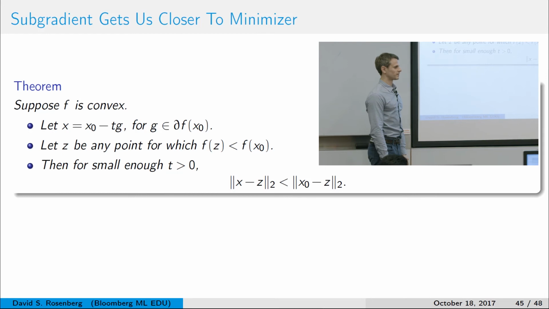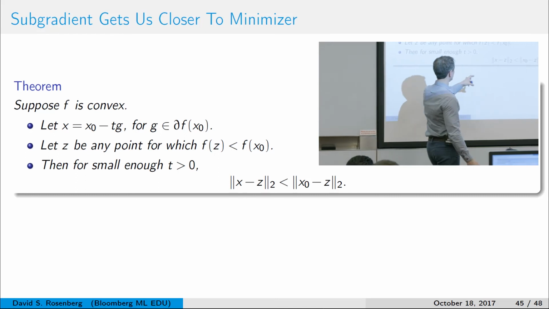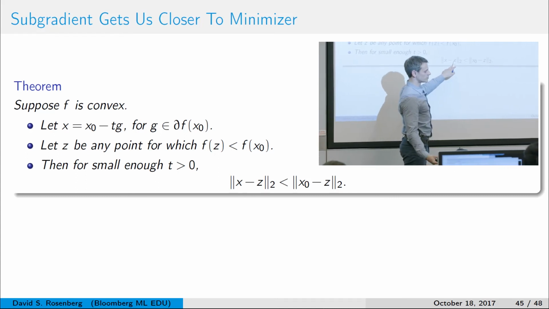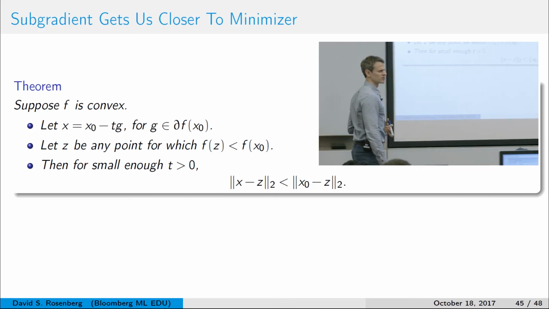So I guess what that means is that the minimizer must be on the negative side of the hyperplane corresponding to any subgradient. Okay. So we'll literally show the distance to z, which could be the minimizer, is something less than where we are now. The distance from x, which is where we end up, is shorter than where we started. All right, that's what we're going for. Any questions?